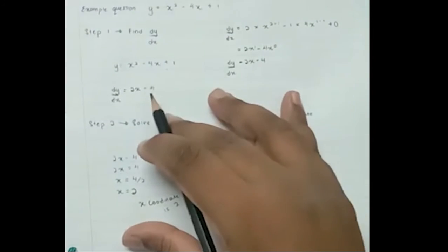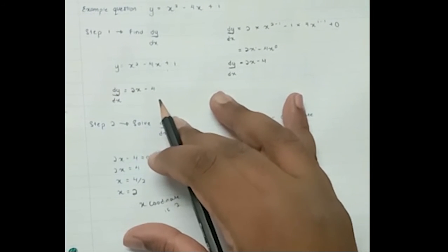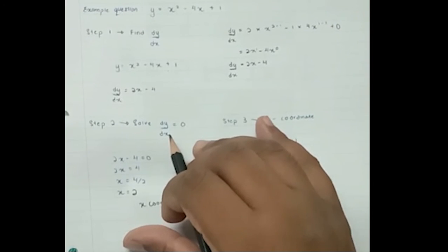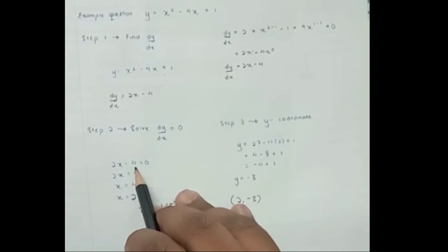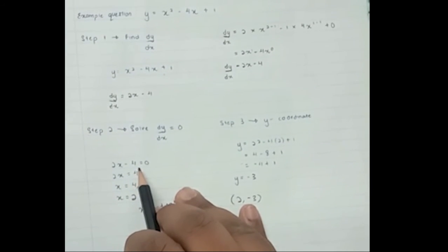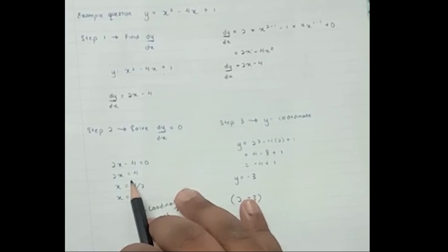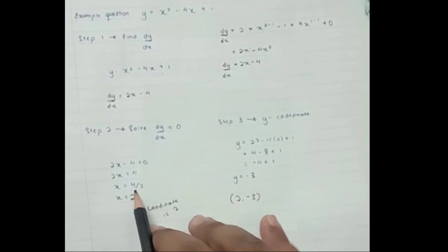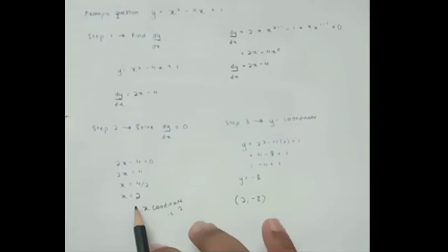Since the derivative is 2x minus 4, we need to solve the following equation: 2x minus 4 equals 0. Then we solve this equation for x. So 2x equals 4, and x equals 4 over 2, and finally we get x equals 2. So in total we can say that the curve has one stationary point and its x coordinate is 2.